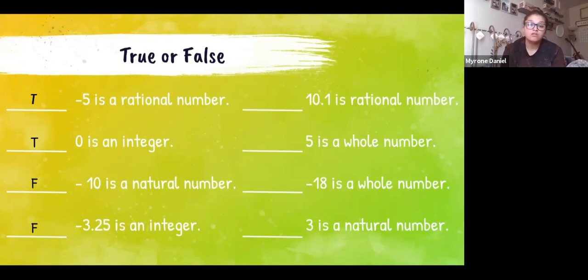Okay, so now looking at 10 and 1/10 or 10.1, is that a rational number? Your answer should be true. Is 5 a whole number? Your answer should also be true. Is -18 a whole number? That answer should be false. -18 is a negative number that is part of the integers, so that is false. And last one, is 3 a natural number? That is also true.